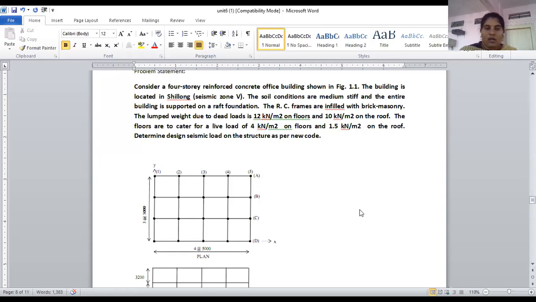I request all of you, please write down this problem in your notebook. Also, draw the plan and elevation for this problem.